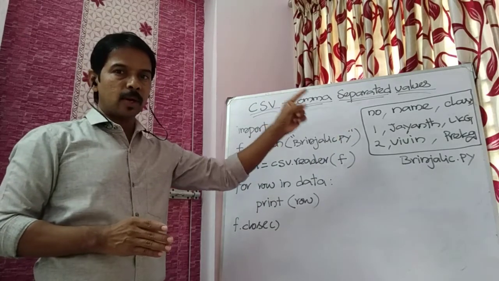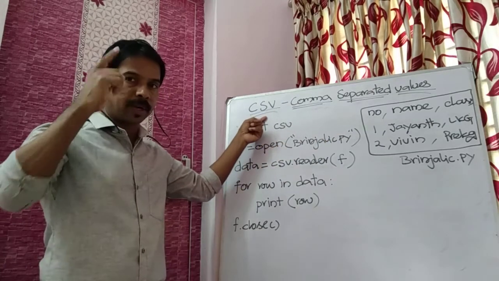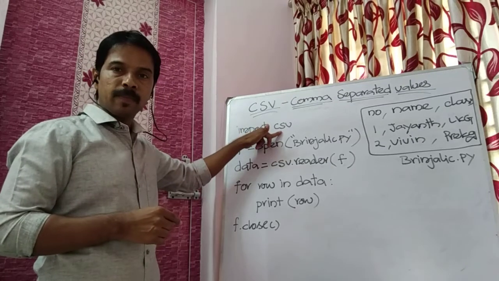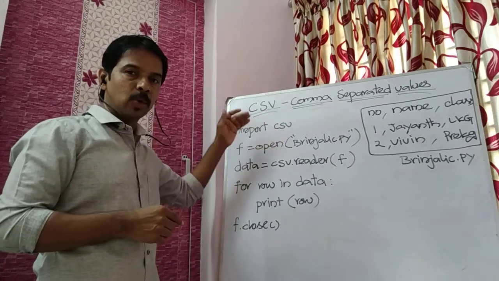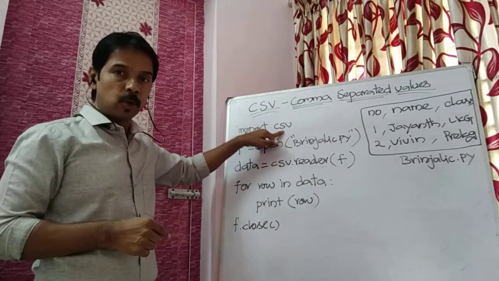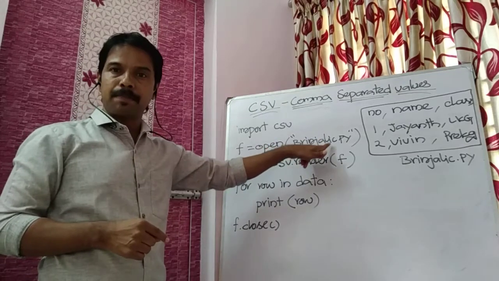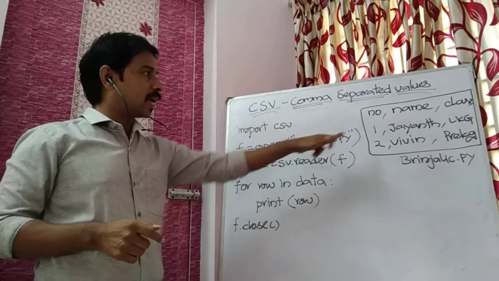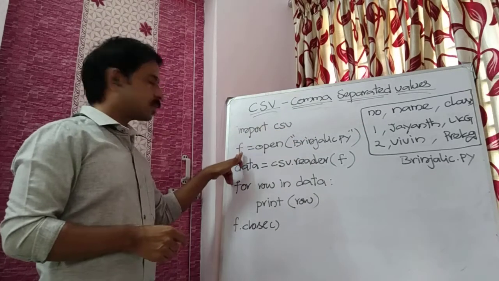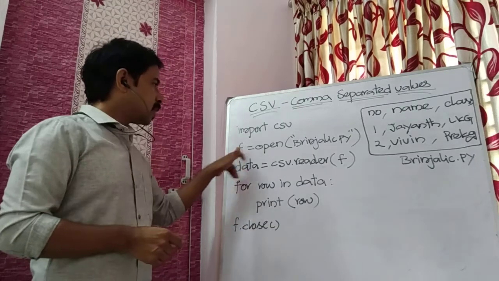So in order to access this tabular form data, we are using the CSV file, keep that in mind. For that we have to import the CSV module. Why? Because when you import it, you can access the functionalities present inside this module. Then I am connecting brinjalik.py, a Python file which contains two records, and we are storing it inside a file stream object, f.